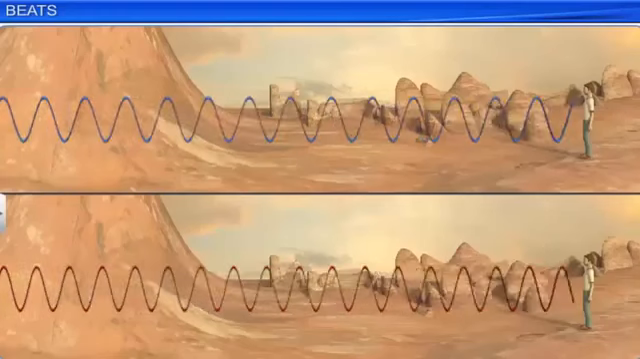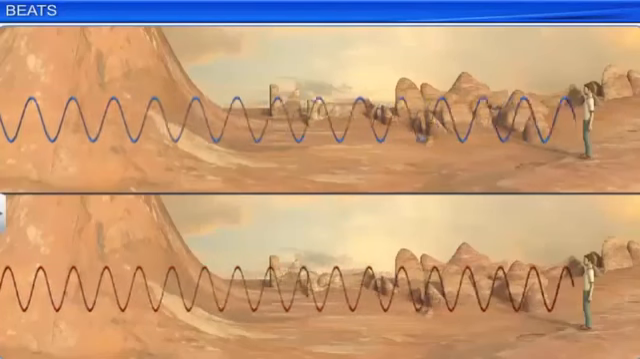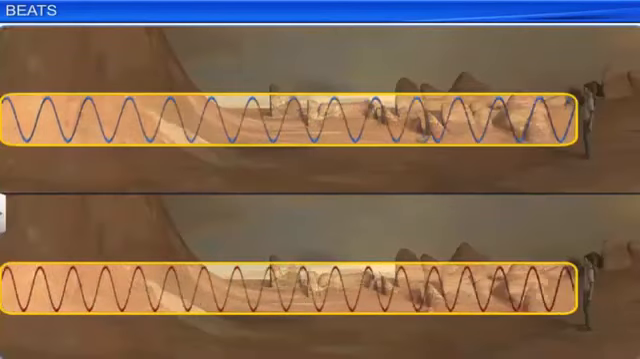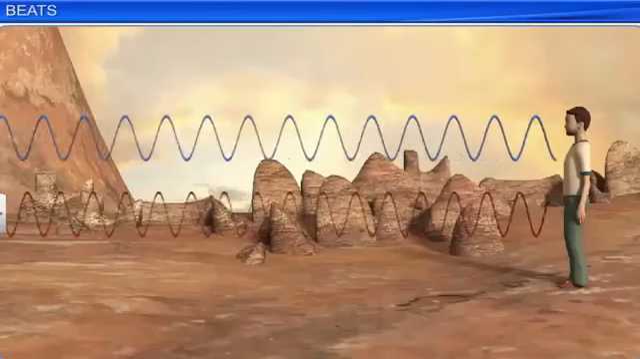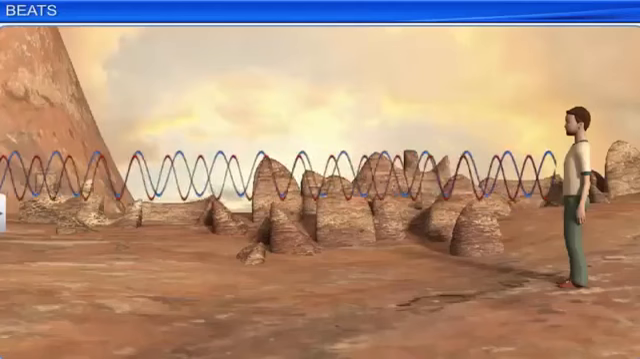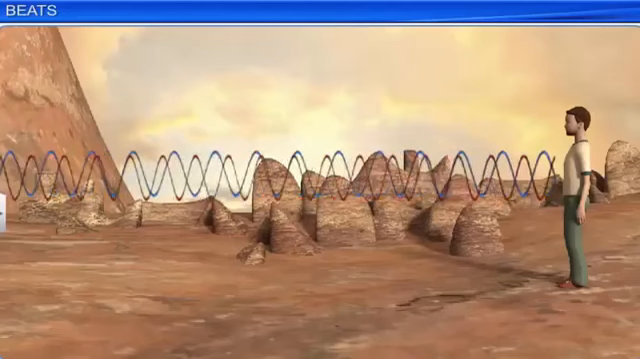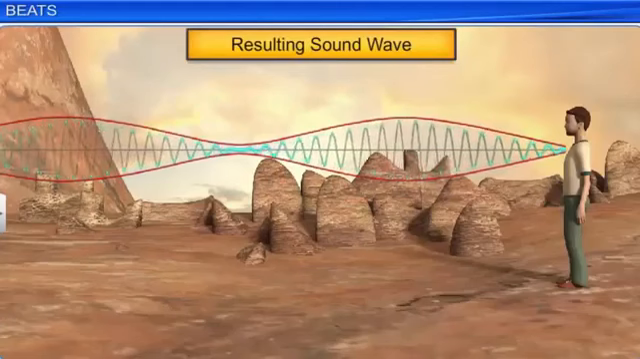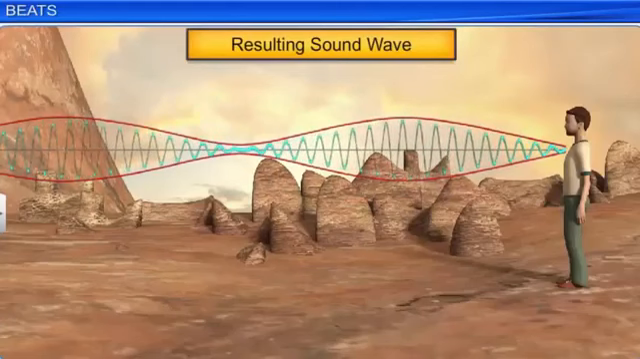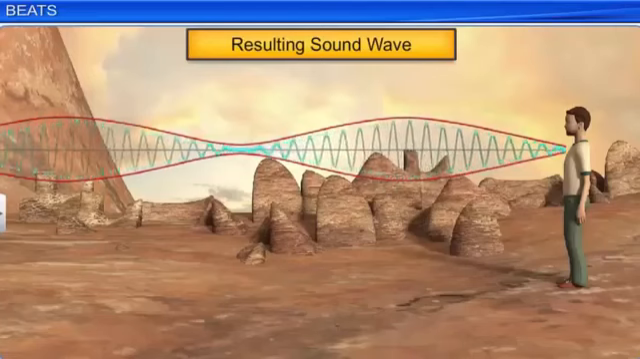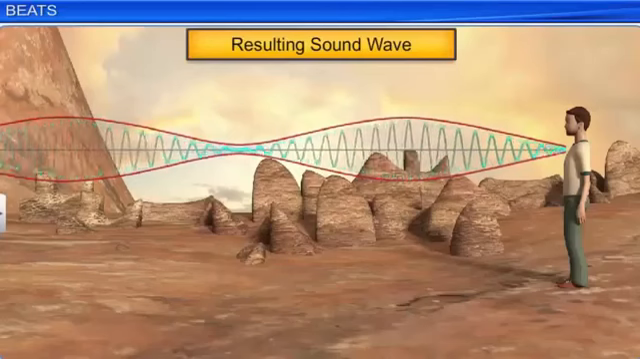When a listener hears two sounds of very close frequencies, one after the other with a short time gap, he has to differentiate between them. When both these sounds reach the listener simultaneously, what he hears is a sound of average frequency of the two combined frequencies. The intensity of the sound increases and decreases in slow wavering beats, which have a frequency that exhibits the difference between the two original frequencies.